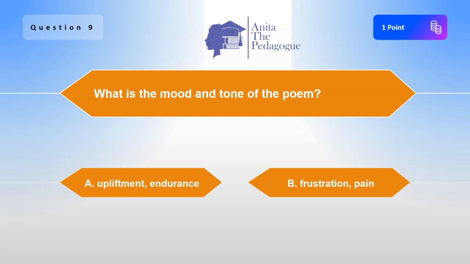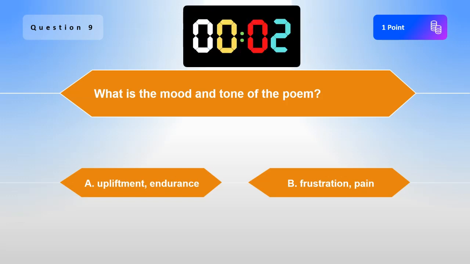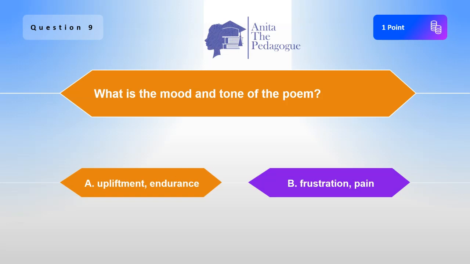What is the mood and tone of the poem? A. Upliftment, endurance. B. Frustration, pain. The answer is B. Frustration, pain.